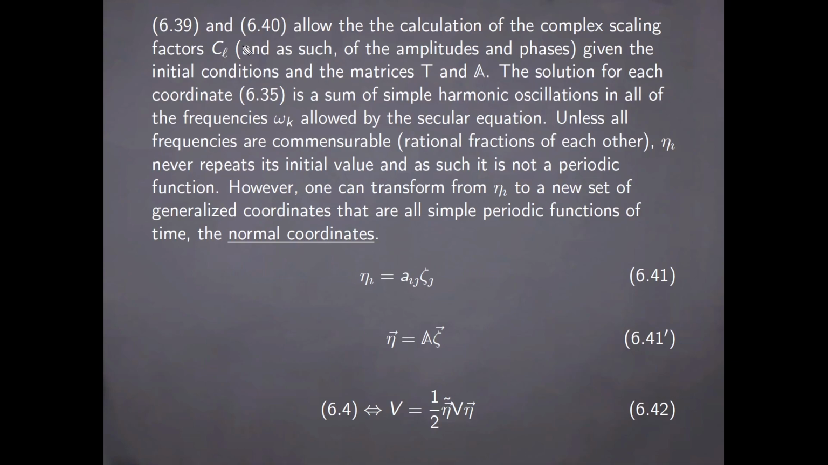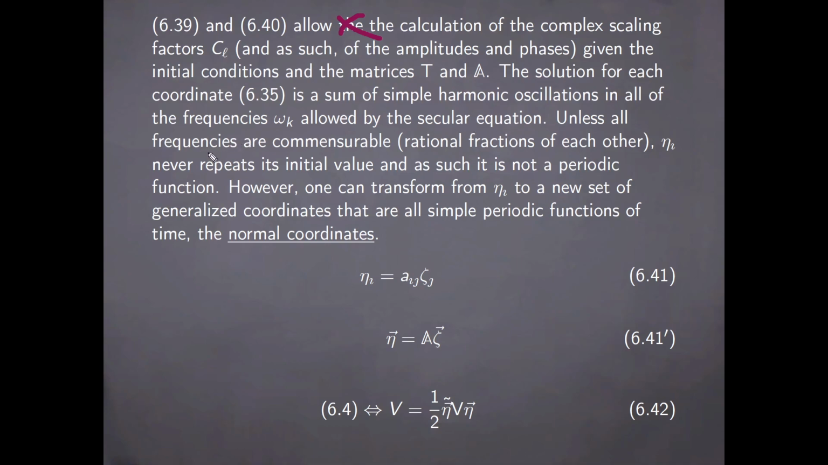The two results we just obtained allow the calculation of the complex scaling factors C and as such of the amplitudes and phases if we know the initial conditions, the matrix T of the kinetic energy and the matrix A of the eigenvectors of the problem. And the solution for each coordinate, as given in 6.45, is a sum of simple harmonic oscillations in all of the frequencies omega of index k, which are allowed by the secular equation.